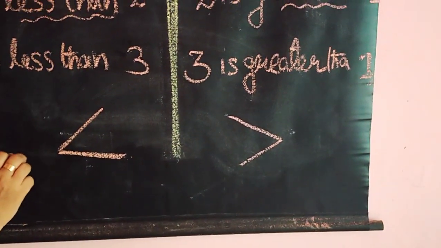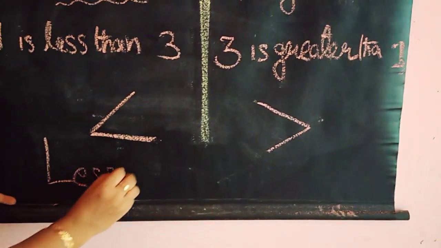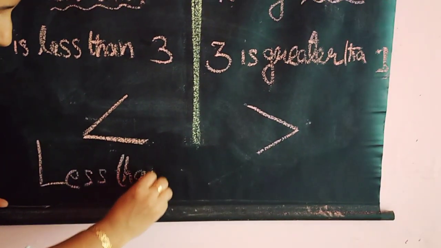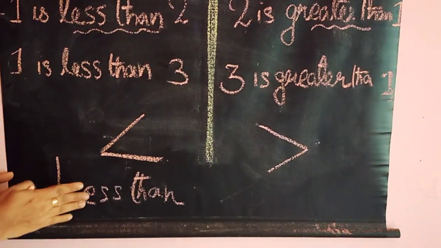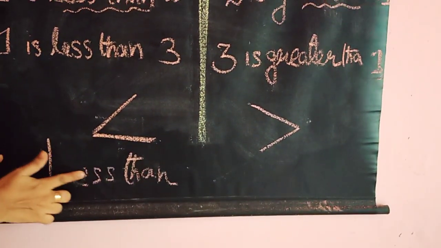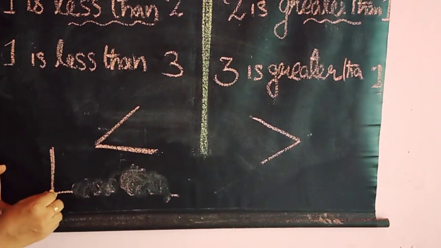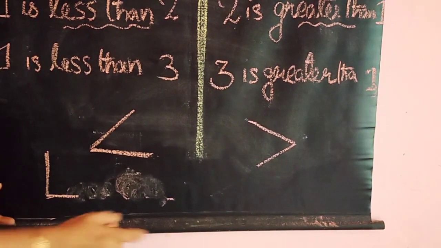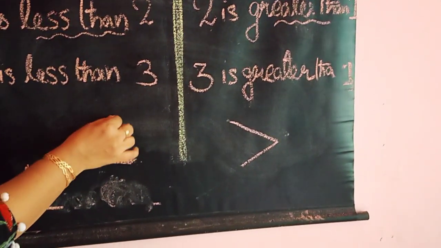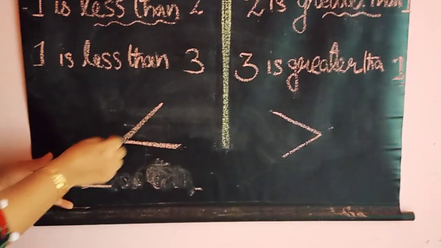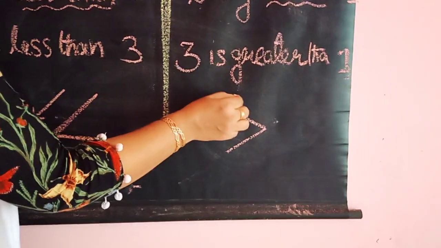To remember the less than symbol, just look at the spelling: L-E-S-S, less than. Then if we rub the E-S-S, you will get the same symbol. Okay, the less than symbol is this one. Then its opposite, the greater than symbol. One more specialty: the less than symbol always points to the left side and the greater than symbol always points to the right side.